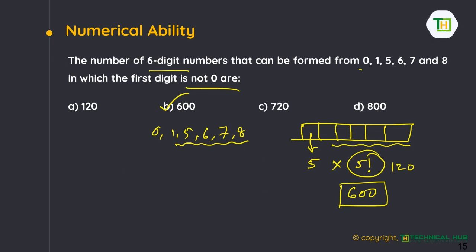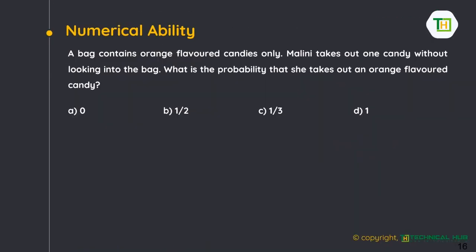Next question. Last but one. A bag contains orange flavored candies only. In a bag, only orange color candies are there. Malini takes out one candy without looking into the bag. What is the probability that she takes out an orange flavored candy?